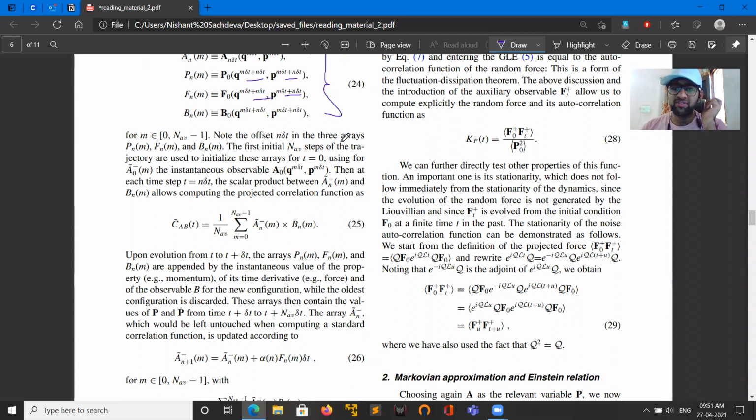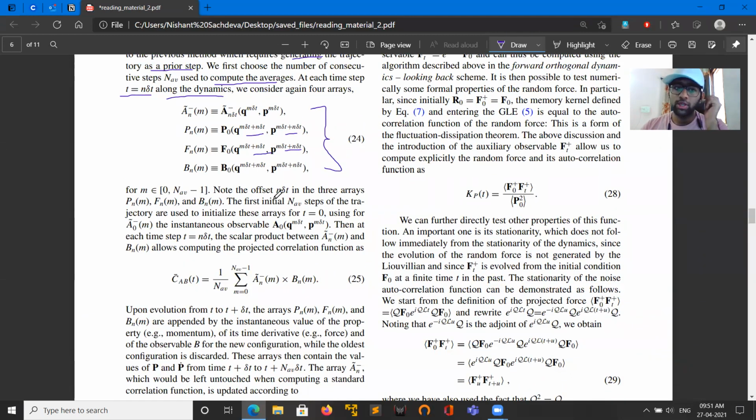The first N average steps of the trajectory are used to initialize these arrays for t equals 0, using for A naught tilde of m the instantaneous observable A naught. So for A naught tilde of m, the first initializing value is A naught of q of m delta t, p of m delta t. Then at each time step t equals n delta t, the scalar product between A_n(m) and B_n(m) allows the computing of the projected correlation function as this.